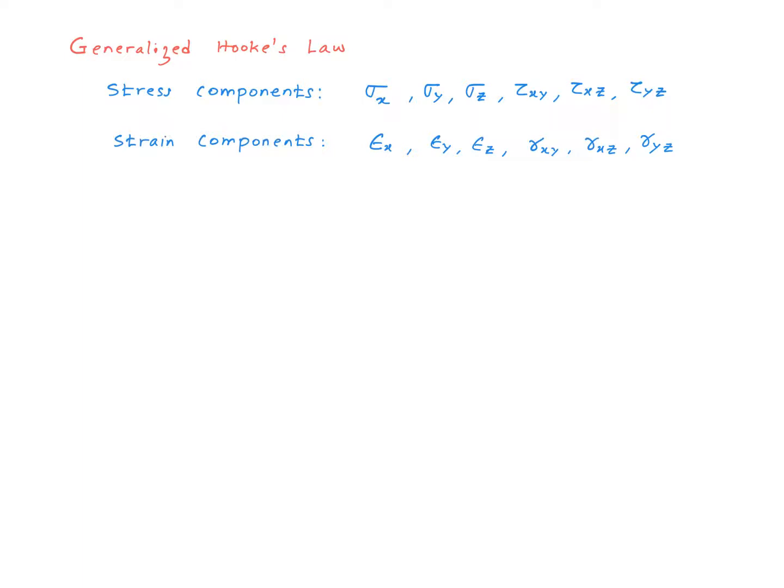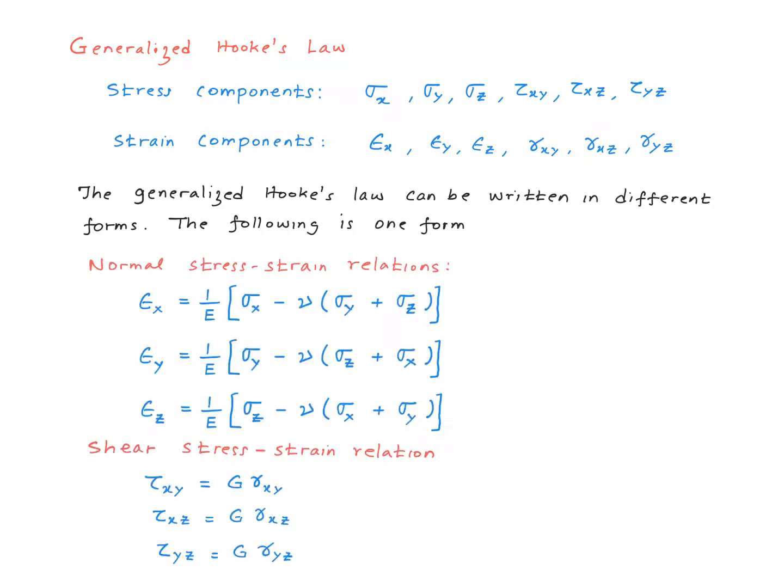With respect to a rectangular Cartesian coordinate system x, y, z, these are the 6 independent components for a stress tensor, right? Sigma x, sigma y, sigma z, the 3 normal stress components, tau xy, tau xz, and tau yz, the 3 shear stress components. The corresponding strain components are these. Epsilon x, epsilon y, and epsilon z are the 3 normal strain components. Gamma xy, gamma xz, and gamma yz are the 3 engineering shear strain components. The generalized Hooke's law can be written in a couple of different ways, and this is one particular form.